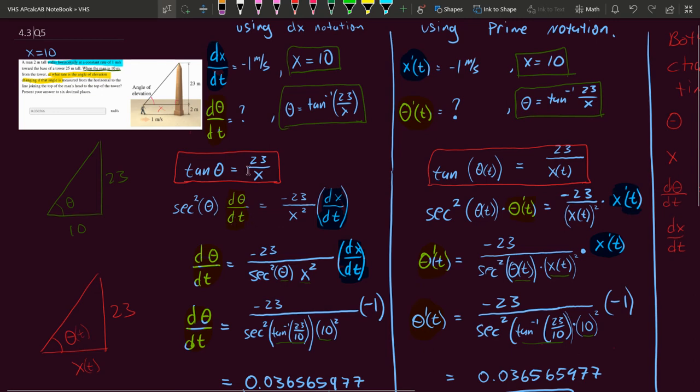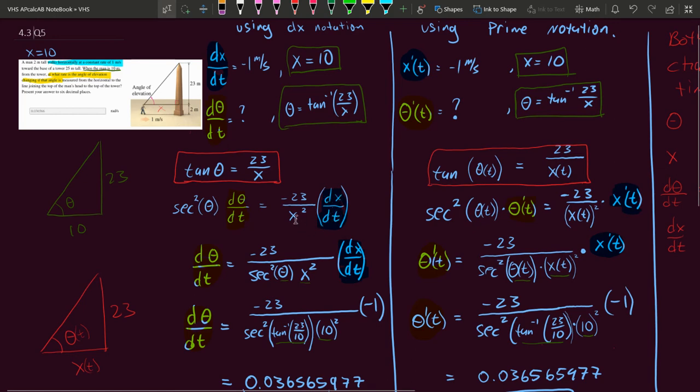And over here, we're going to do the same thing. We're going to take the derivative with respect to time. So the derivative of 23 over x is a negative 23 over x squared. But then remember, we're not taking the derivative with respect to x. We're taking the derivative with respect to time. And so you end up with dx/dt over here.